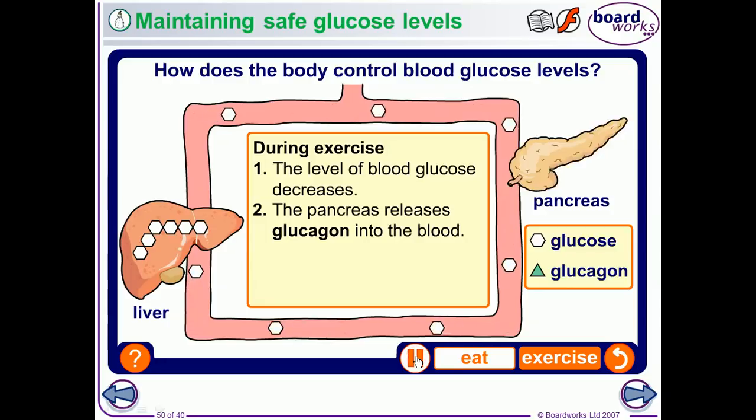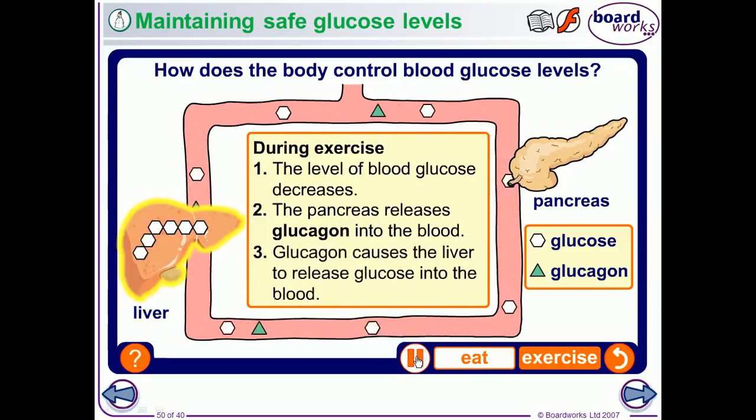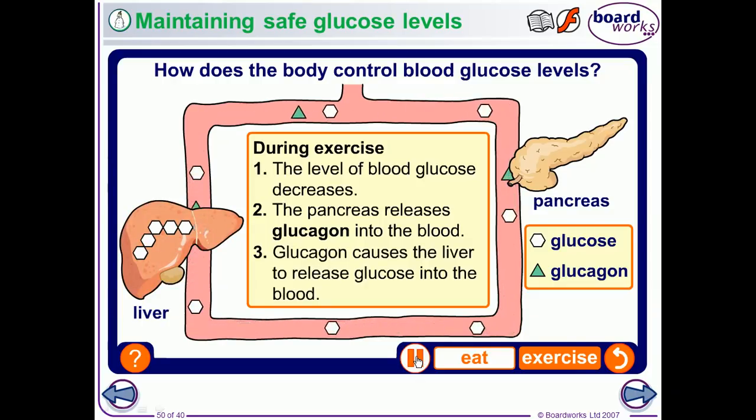pancreas endocrine gland secretes a hormone called glucagon. And when it secretes glucagon, it travels through the blood until it reaches its target organ, the liver. Remember, the liver contains stored glycogen. So the message it sends to the liver is to break down the stored glycogen into glucose and release it into the blood, and this increases the blood glucose concentration.